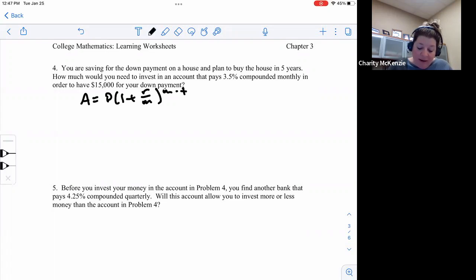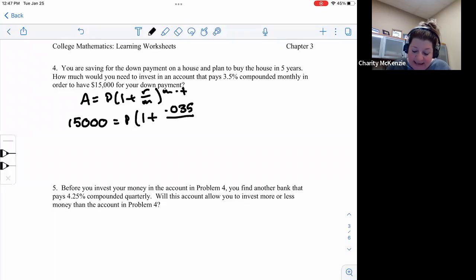We know that we want to get to 15,000, so that is our future value. And we don't know what we want to have right now. So that's what we have to find, that P. And then it's 1 plus our rate, 0.035, and it's monthly, so 12 times 5 years.